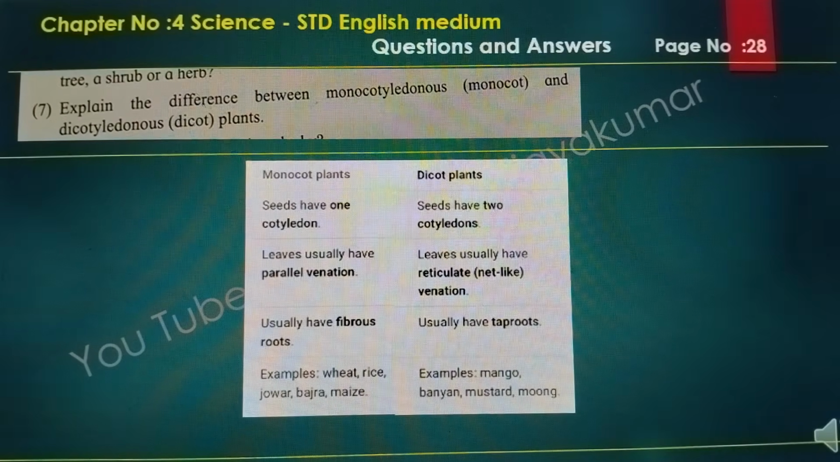Question number 7, difference between monocotyledonous and dicotyledonous plants. Monocotyledonous plants: seeds have one cotyledon; dicotyledonous: seeds have two cotyledons. Leaves usually have parallel venation; leaves usually have reticulate net-like venation. Usually have fibrous roots; usually have taproots. Examples: wheat, rice, jowar, bajra; mango, banyan, mustard and moong.